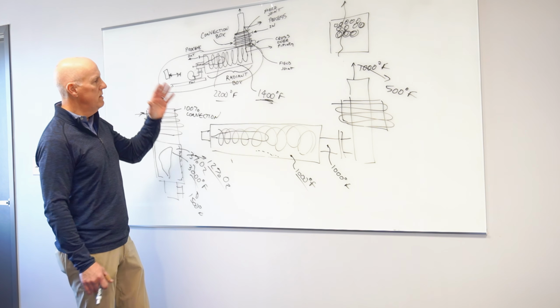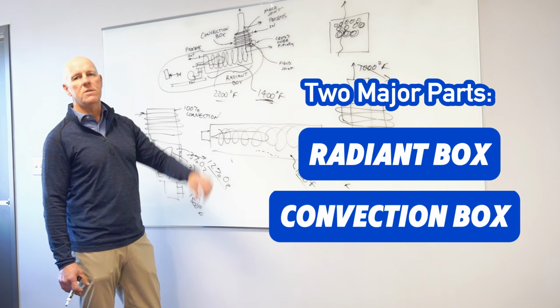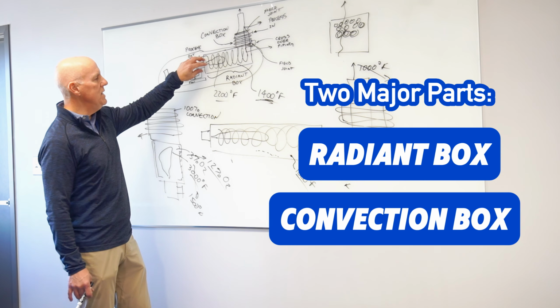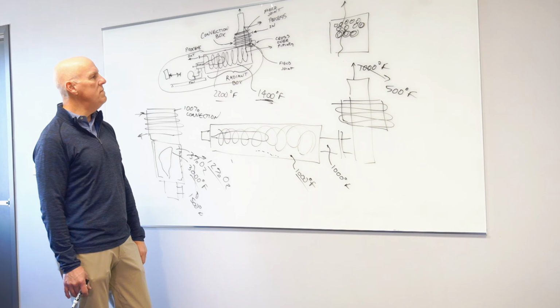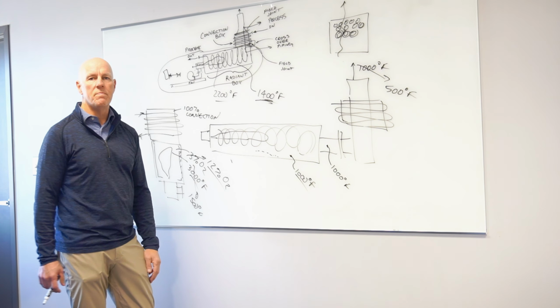So in summary, two major pieces are radiant box, convection box. Those are the two major pieces. And obviously the burner is the engine that drives this whole thing, providing the heat. And the rest is just to take care of the flue gas as it leaves.